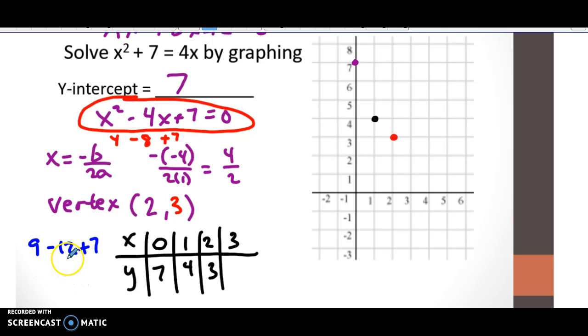So 9 minus 12 is -3, plus 7 is 4, which makes sense if I know that this is my vertex because this is my axis of symmetry, so all of my points should have a mirror image across my axis of symmetry. So we would expect when x is 4 for y to be 7.